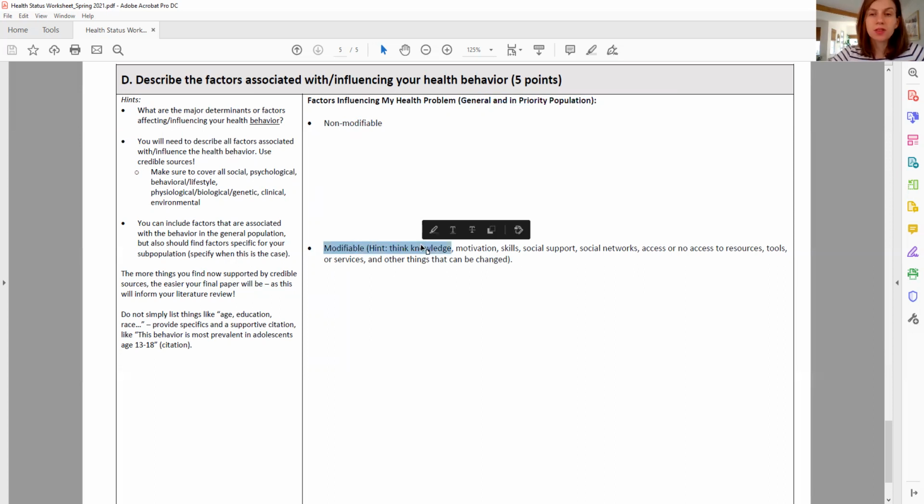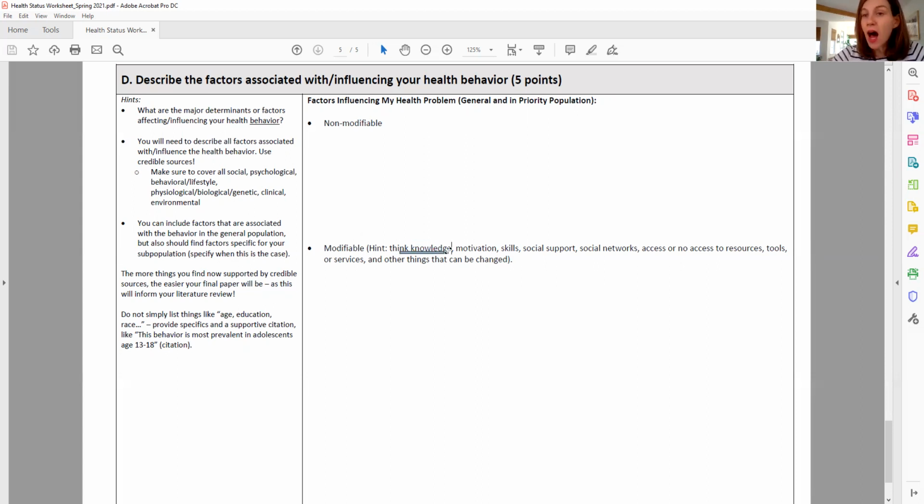And then modifiable, so things that we can change. Now, when I talk to you all about your choosing of a health behavior, sometimes you sent me what I call determinants of that health behavior. And that's actually what you're looking for here, the modifiable determinants of your health behavior. So sometimes you put things like SES or access to healthcare or access to parks or healthy food. These are all things that we know affect health behaviors. That's the type of thing we're looking for now.